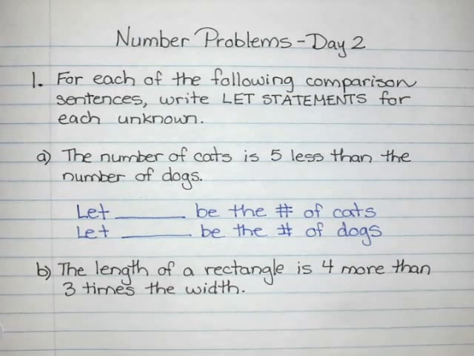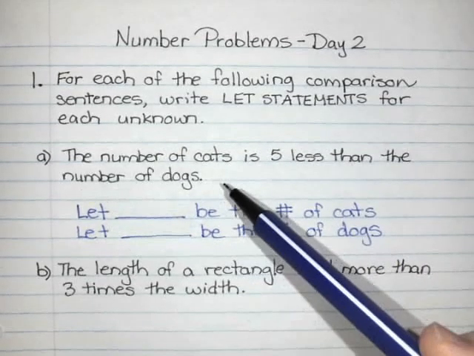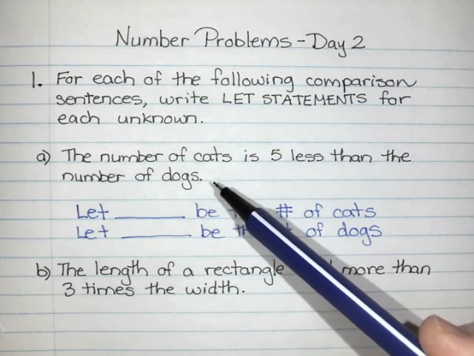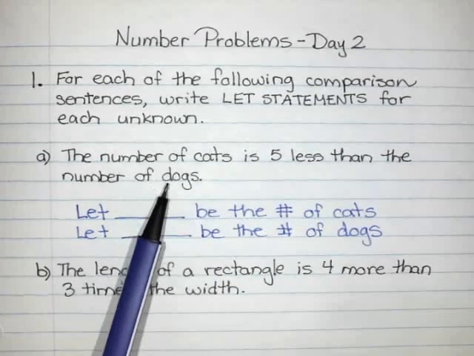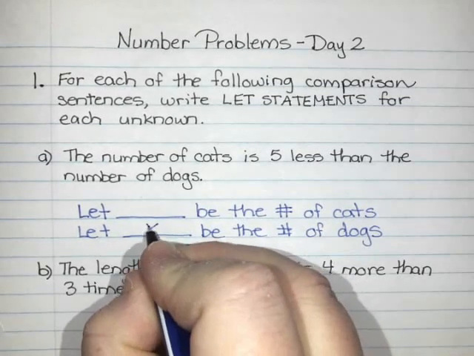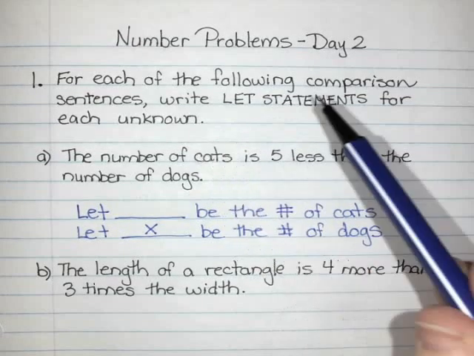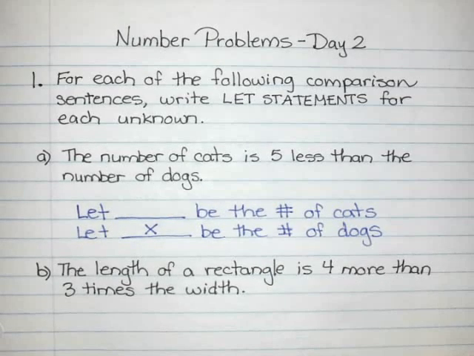Now in my sentence, it said the number of cats is 5 less than the number of dogs. So I'm comparing the number of cats to the number of dogs. So my basic rule that I follow is the thing that was mentioned last in the comparison sentence, which in this case is the number of dogs, is the one that I'm going to let be X. You could choose N or D or something else, but I'm just going to pick X. So I let X be the number of dogs because the number of cats is being compared to the number of dogs and because the number of dogs is the last thing mentioned in the question.